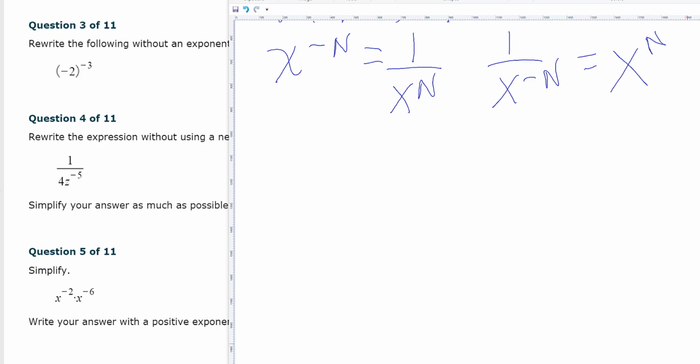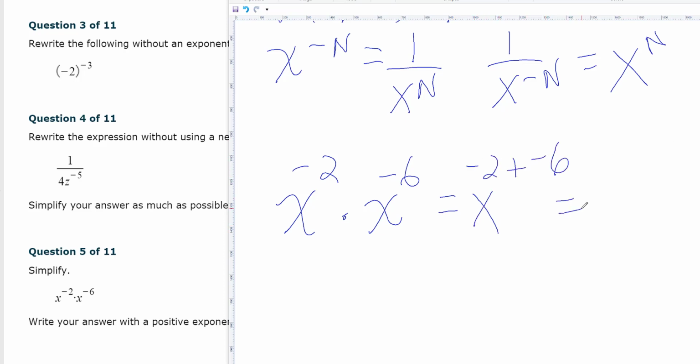Number 5, x to the negative 2 times x to the negative 6. Now be careful, we're not going to multiply our exponents. These are two bases that are alike. We need to add our exponents. So that's going to be x to the negative 2 plus negative 6, which is x to the negative 8.